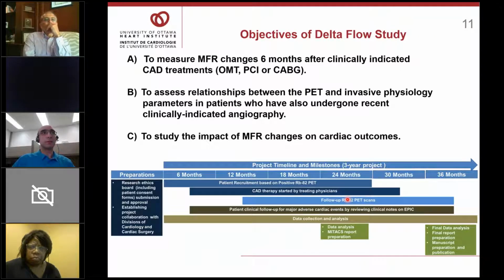To address these questions, the Delta Flow study is designed and being conducted at our institute. The objectives are to measure MFR changes 6 months after clinically indicated CAD treatments, to assess relationships between PET and invasive physiology parameters in patients who have also undergone recent clinically indicated angiography, and finally to study the impact of MFR changes on cardiac outcomes.